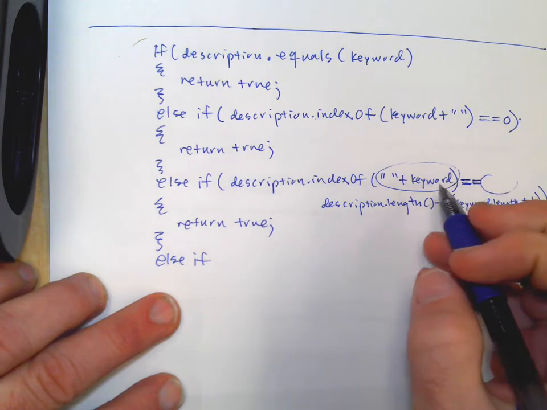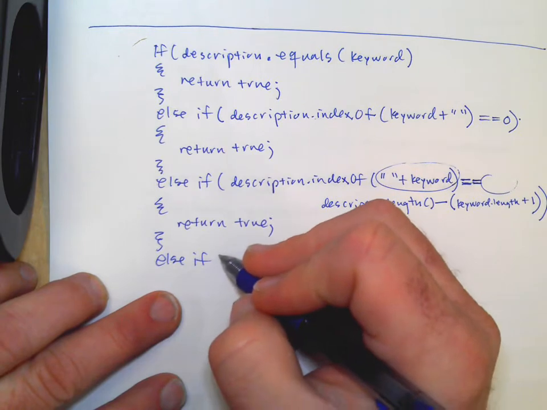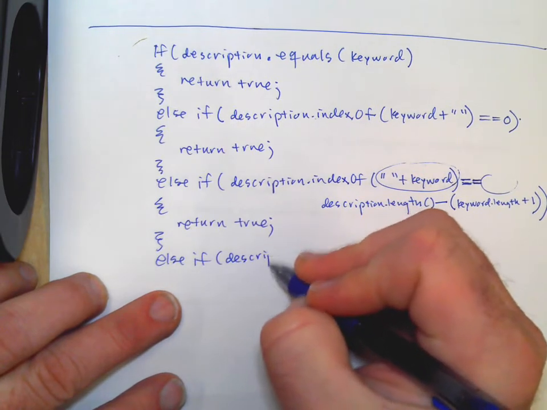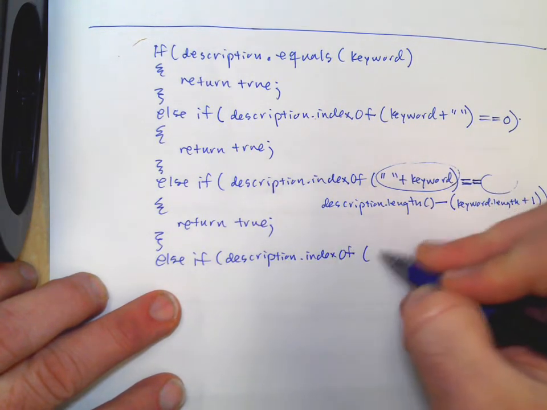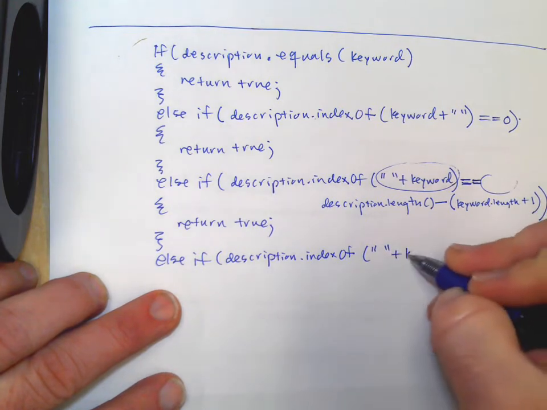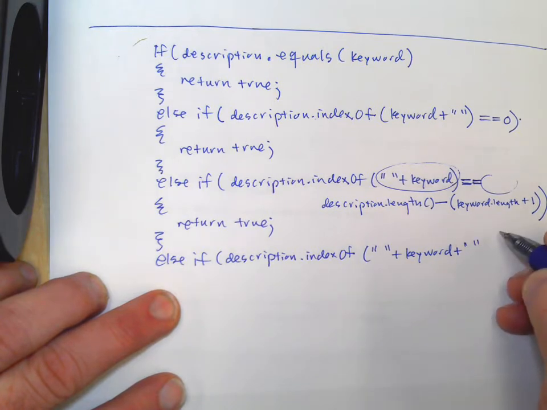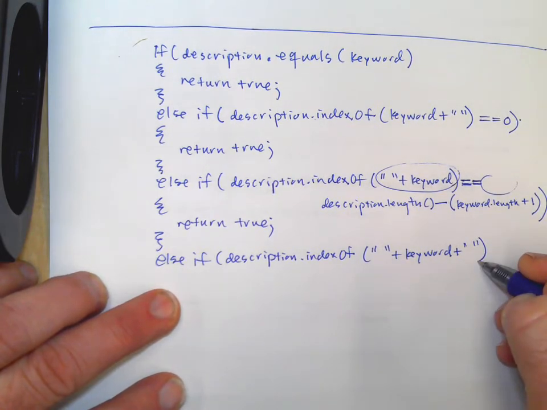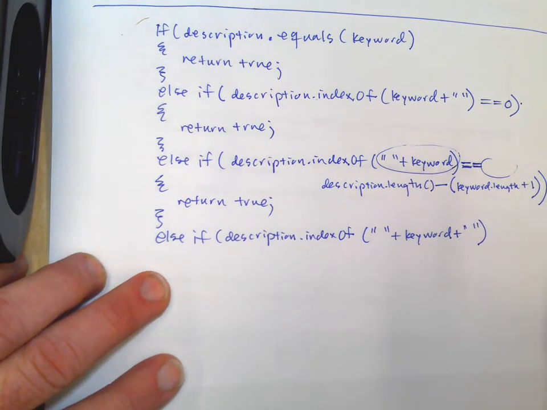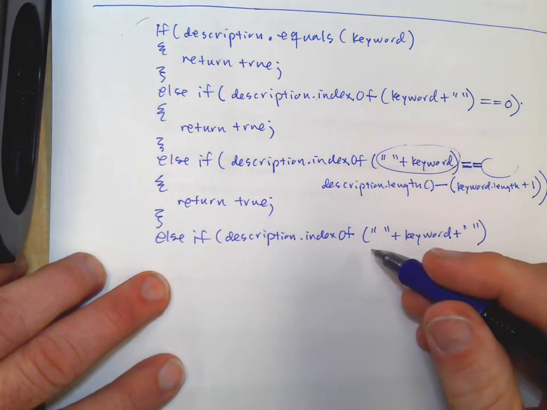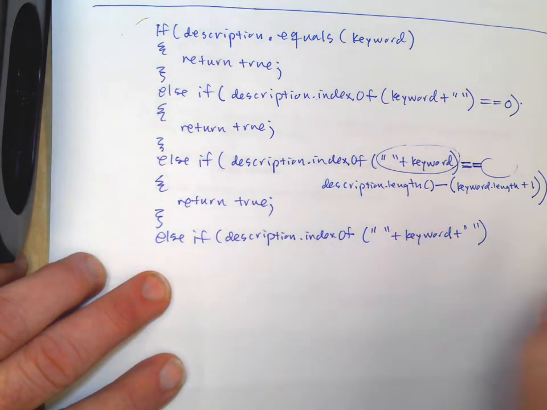Now, is it in the middle somewhere? Okay. So that's going to be else if description dot index of, and we want a space before it, and we want a space after it, right? And do we know exactly where that would be for those examples? Well, it's not going to be at the beginning, because it's just not even possible. It's going to be somewhere in the middle.